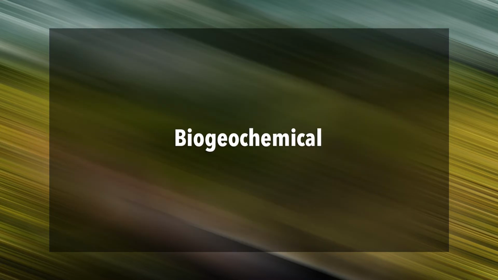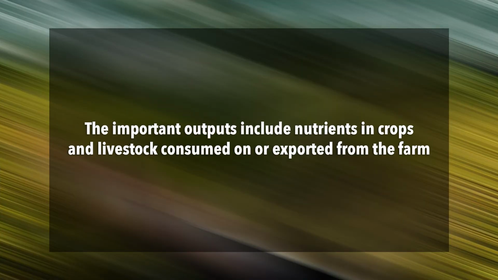Number 3 is biogeochemical. That is, the major biogeochemical inputs into an agroecosystem are the nutrients released from the soil, fixation of atmospheric nitrogen by legumes, non-symbiotic nitrogen fixing, particularly in rice growing, nutrients in rainfall and run-on water, fertilizer and nutrients in purchased human food, stock feed or animal manure. The important outputs include nutrients in crops and livestock consumed on or exported from the farm.